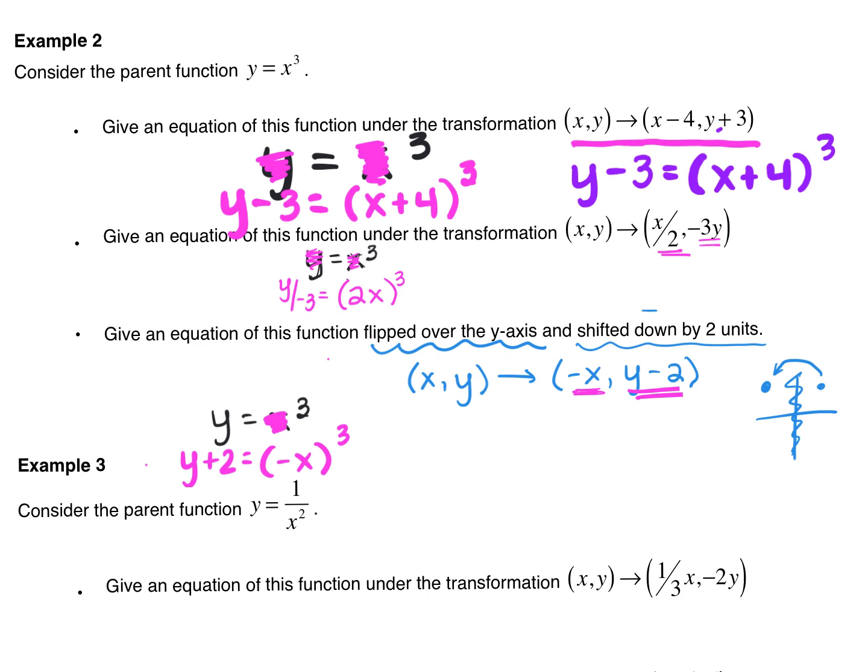And if you graphed this equation next to this equation, the y equals x cubed, I would see that these graphs are horizontal reflections of each other, and this one would be shifted down too. Okay, let's keep going.